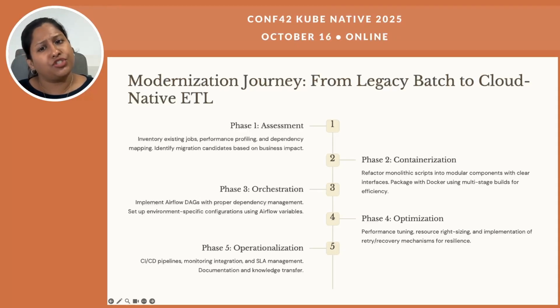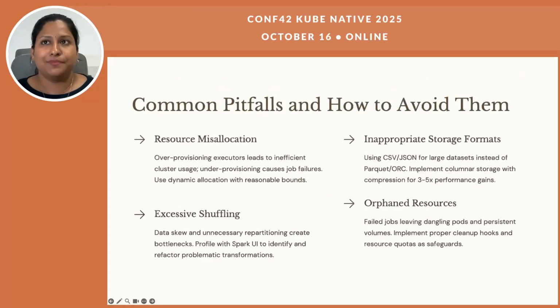Small bet approach: migrate one medium-impact pipeline per sprint, compare baselines versus new, publish the win, repeat. Now, as you roll out, dodge the classic traps. So we have the common pitfalls, and it's better to avoid them. The first one is resource misallocation. Over-provisioning wastes money, and under-provisioning fails jobs. Enforce dynamic allocation bounds and alert on idle time.